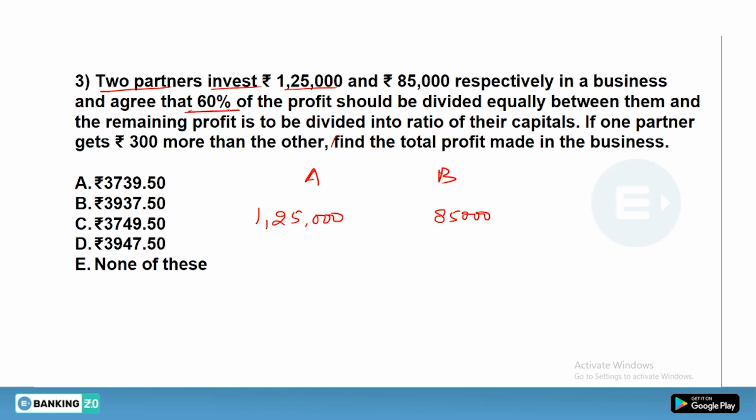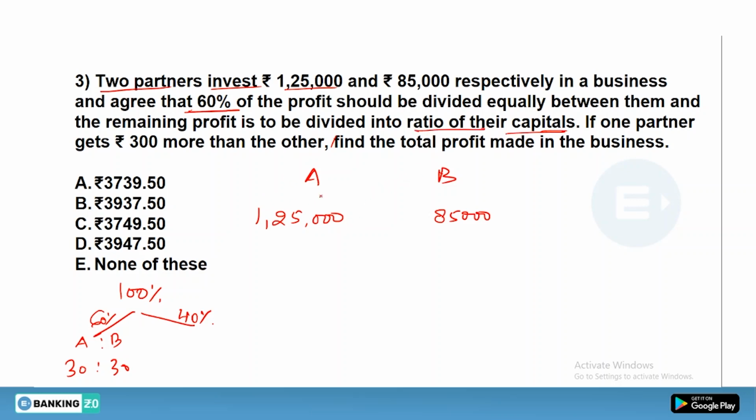and agreed that 60% of the profit should be divided equally between them. That means from 100% profit, A and B will get equal 30-30. But from the rest of 40% profit, they will share their ratio. They will share it in the ratio of capitals.